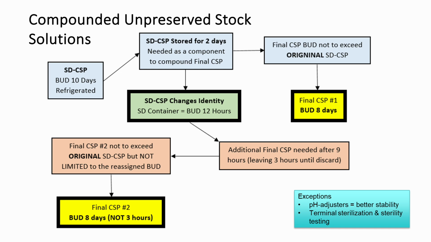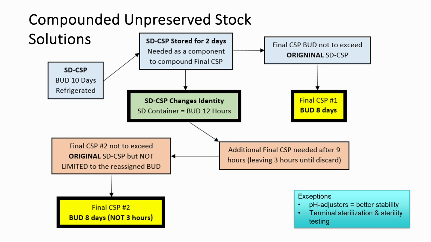So the new beyond use date of the new CSP that we've just made from the stock solution cannot exceed the beyond use date of the original stock solution. So in this example, we had 10 days beyond use date and 2 days passed, leaving 8 days. So our new beyond use date for the new CSP cannot exceed 8 days.